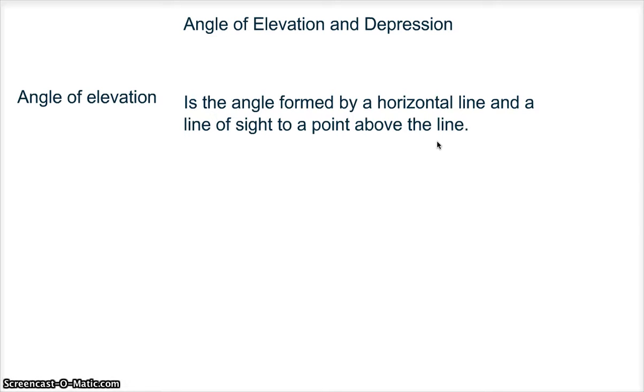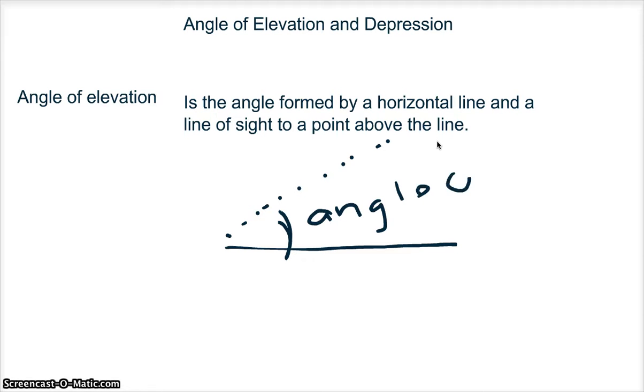So angle of elevation is the angle formed by a horizontal line and a line of sight to a point above the line. For example, if you had a horizontal line here, and then a line of sight like you were looking up, this space in between would be considered my angle of elevation.